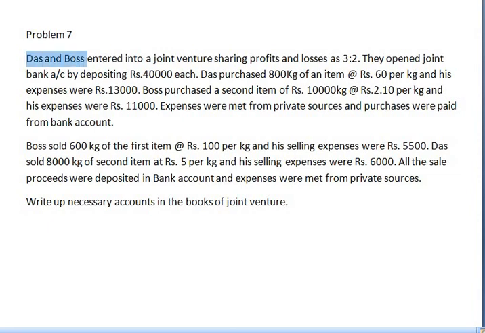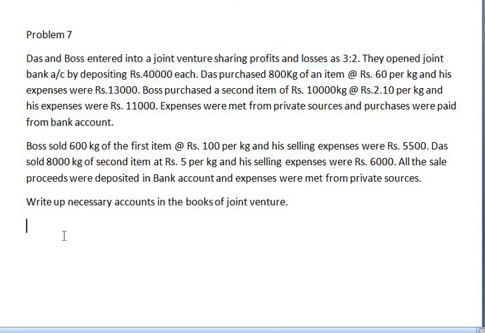Das and Boss entered into a joint venture. Here there are two parties, one is Das and one is Boss. They entered into a joint venture and they're sharing profit and losses in the ratio of 3:2, and they opened a joint bank account by depositing 40,000 each. Das deposited 40,000 and Boss also deposited 40,000.